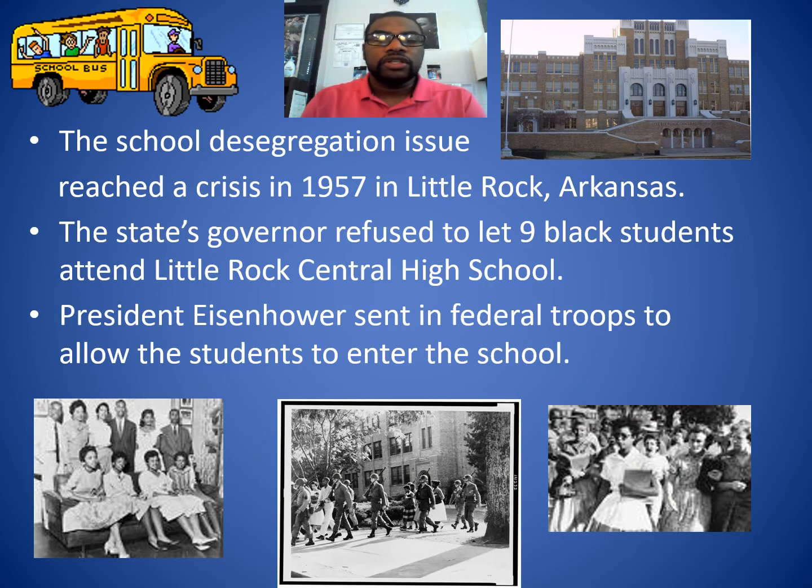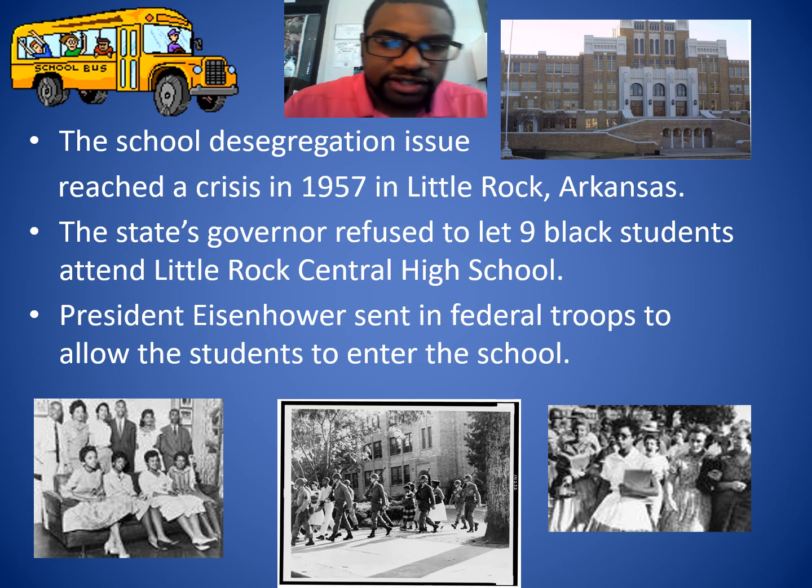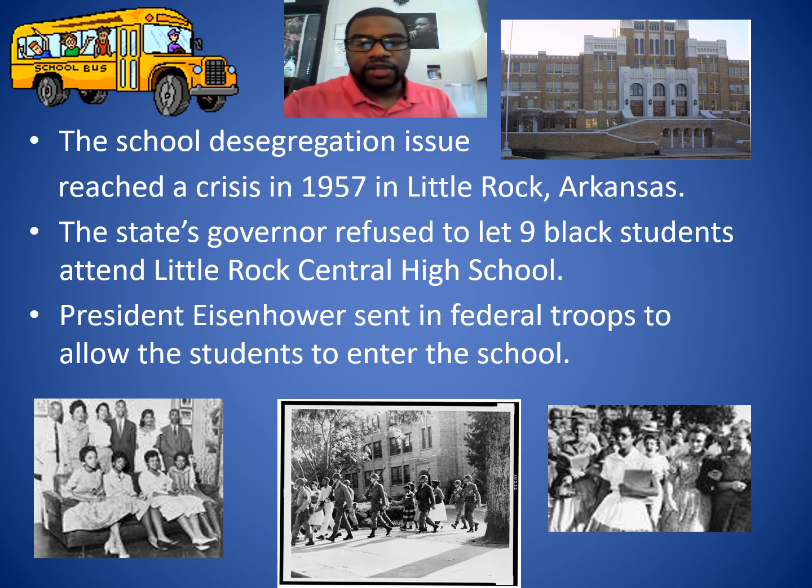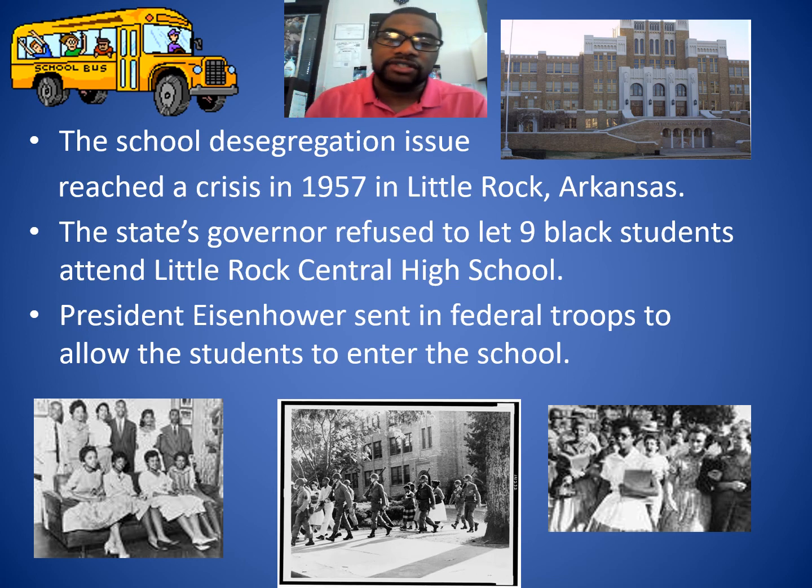The school desegregation issue reached a crisis in 1957 in Little Rock, Arkansas. The state's governor refused to let 9 black students attend Little Rock Central High School. President Eisenhower sent in federal troops to allow the students to enter.